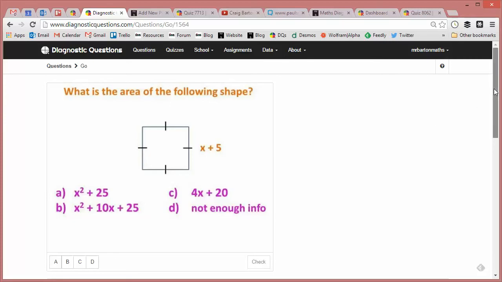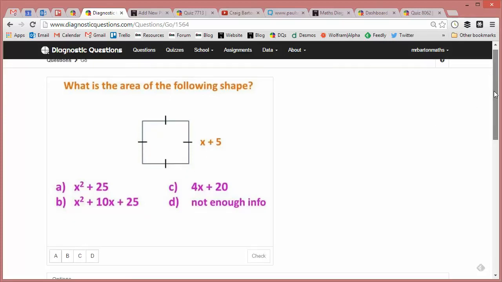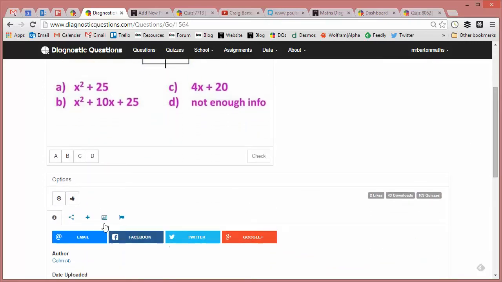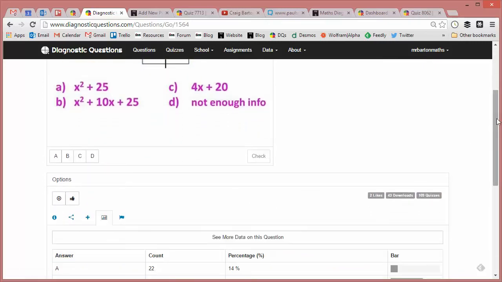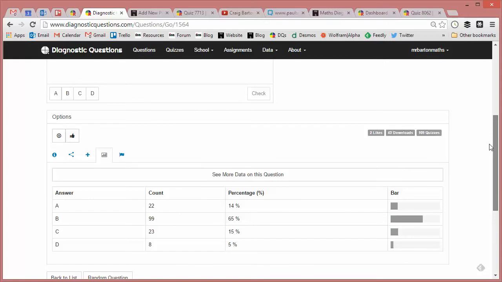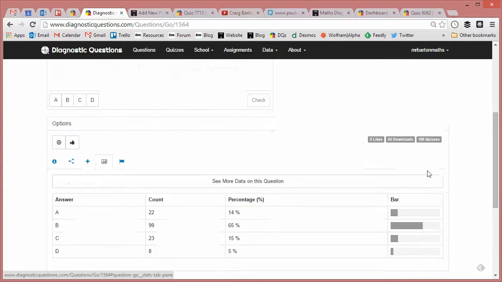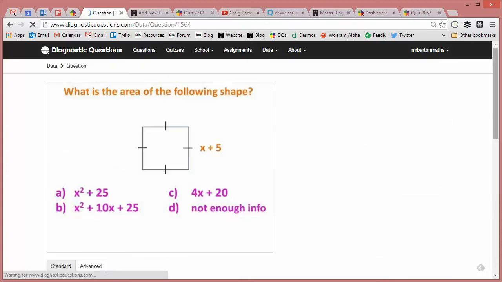Okay, welcome back. So here we are on the question page itself, but I want some data on this question. So I'm just going to scroll down and click to this statistics tab. And that tells me straight away that the correct answer, B, has been got 65% of the time, and the two most other popular answers are C and A. But that doesn't tell me too much. I want to know exactly what's going on here. So let's see more data on this question.